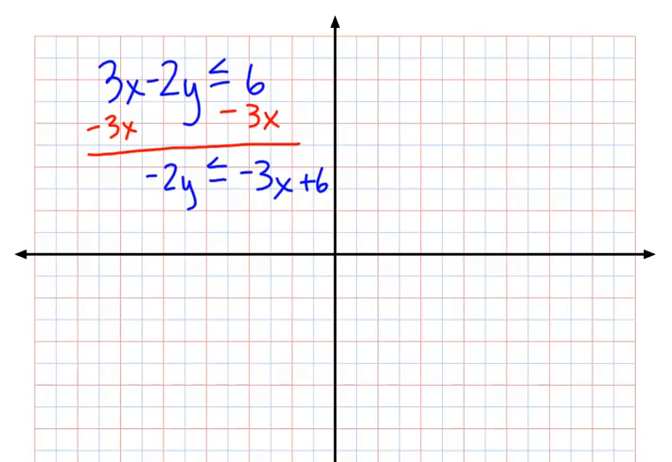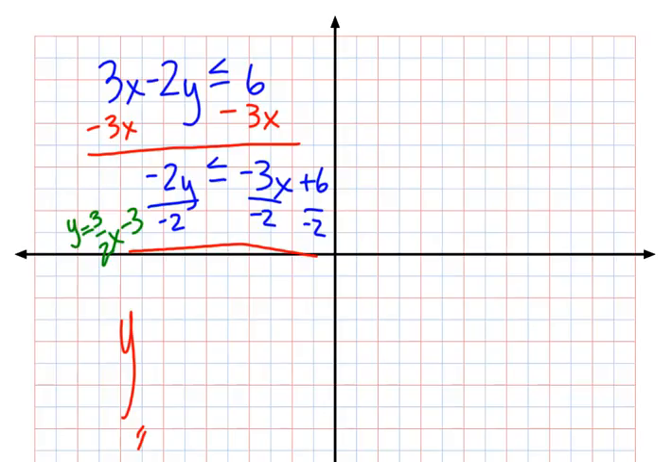My next step would be to divide by a negative 2. Now, if you remember, when you divide by a negative, you switch the sign. So you get y greater than or equal to 3 over 2 x minus 3. So to plot the point, I would go to the y-intercept, negative 3.